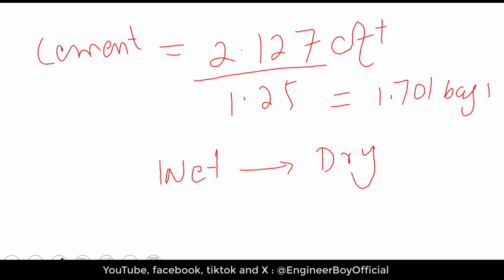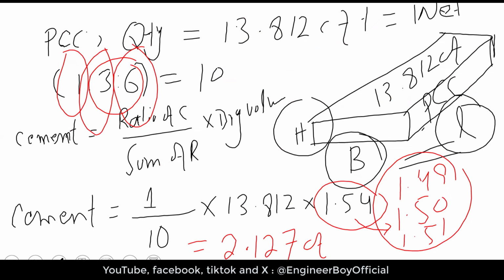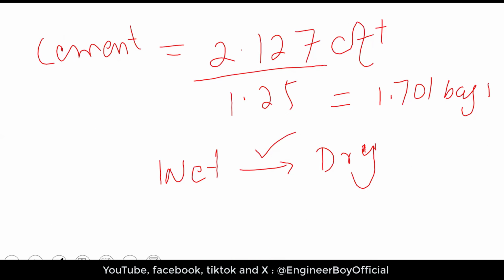Why do we need to convert wet volume into dry? This is a good question. We just converted the wet volume into dry by multiplying by 1.54. So why do we need to convert wet volume into dry? And why 1.54?